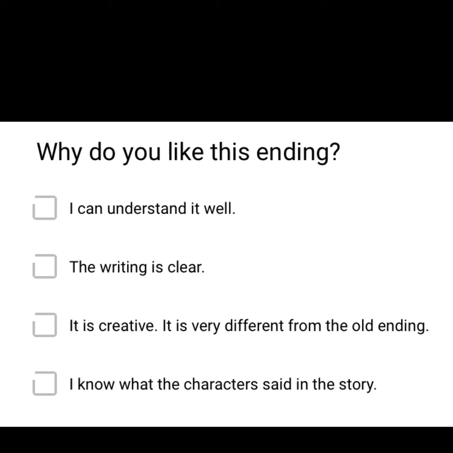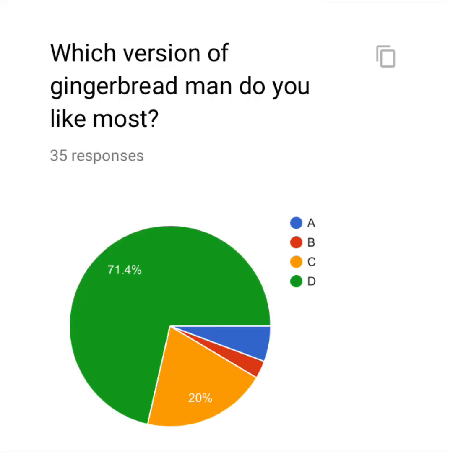So while students do this form, they can understand that these are the expectations of their writing, that the writing should be clear, that people can understand it well, and it can be creative, different from the old ending, and it would be a great idea if they can include what the character said in the story using direct speech.